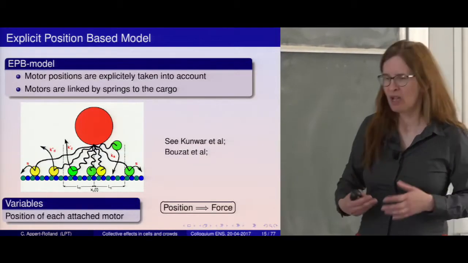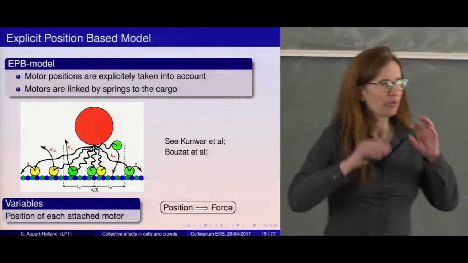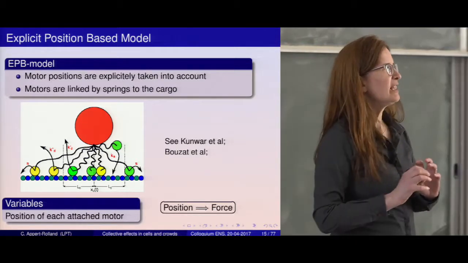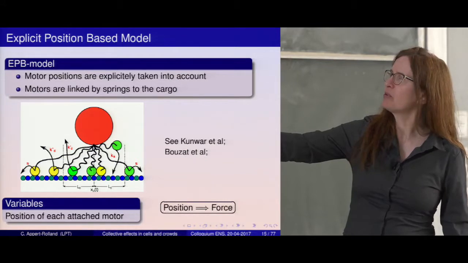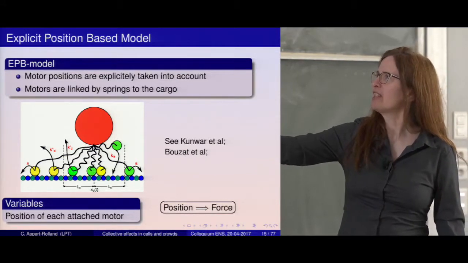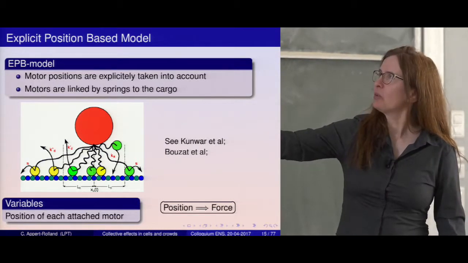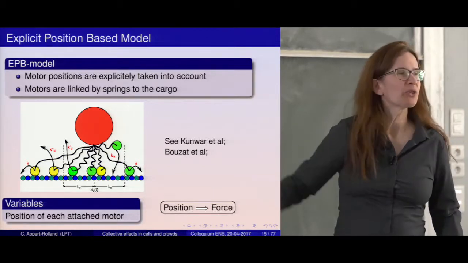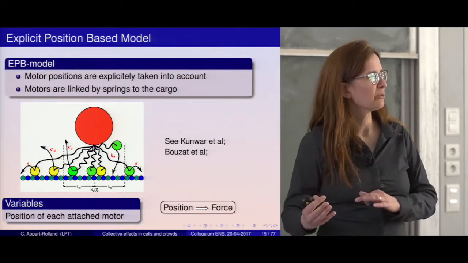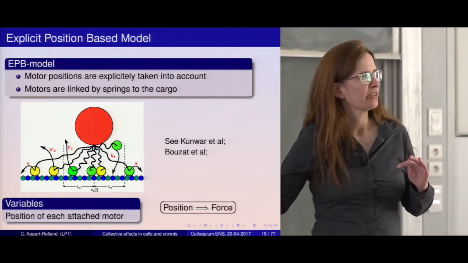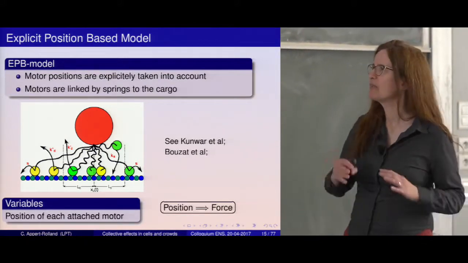So she developed a model inspired by previous models, where you represent explicitly the position of each motor. So now the yellow motors go on the left, the green go on the right, and you know the position of each motor. They are linked with a spring to the cargo. So now when you know the position of the motor, you know the force it exerts on the cargo. And it's different for each motor. We are outside of the mean field assumption. They feel individual forces.